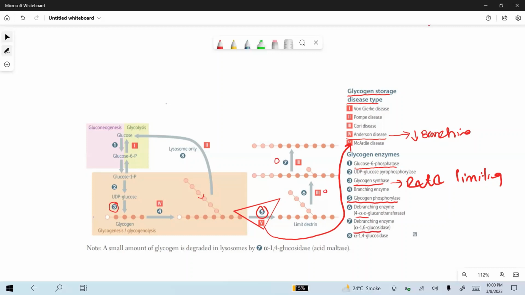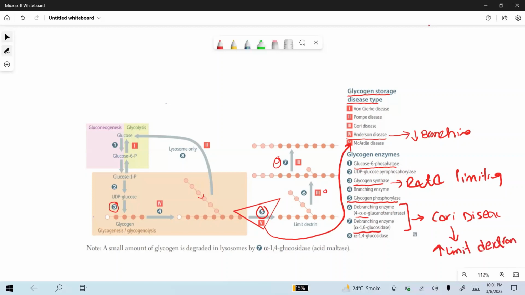If these two enzymes are deficient, it will lead to Cori disease. Cori disease is again high yield stuff. If these two enzymes are deficient, it will lead to increased limit dextrin in the patient. So it will be asked in the exam.